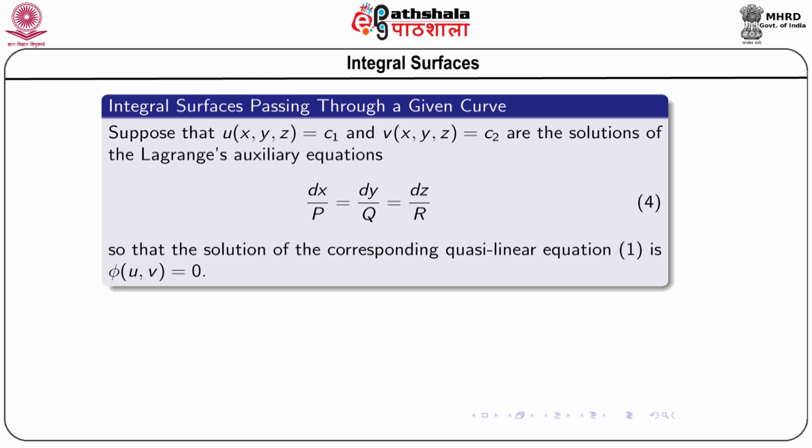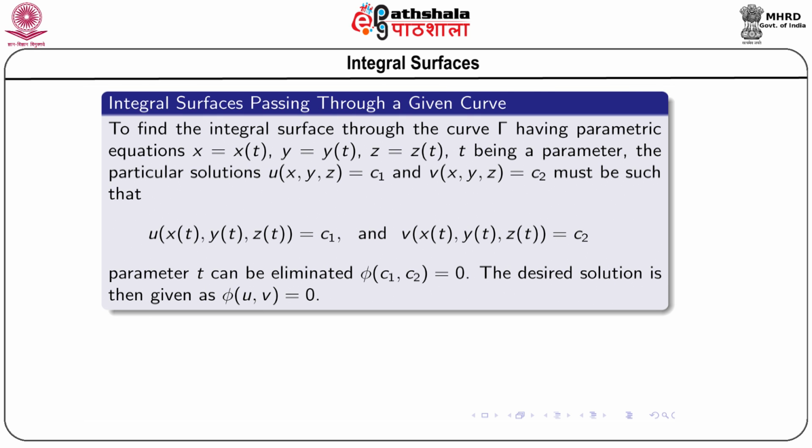Suppose we have a quasi-linear equation Pp plus Qq equals capital R, and u equals C1 and v equals C2 are the solution of the Lagrange auxiliary equation dx by P equals dy by Q equals dz by R. So, the solution of the quasi-linear equation Pp plus Qq equals R is phi(u, v) equals 0, and we are interested to find the integral surface through the curve gamma. The equation of gamma is given in parametric form: x, y, z are some function of parameter t.